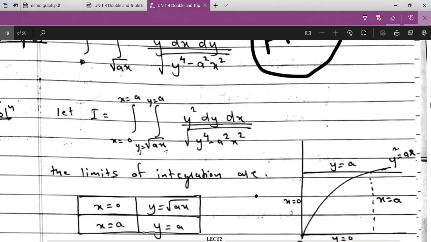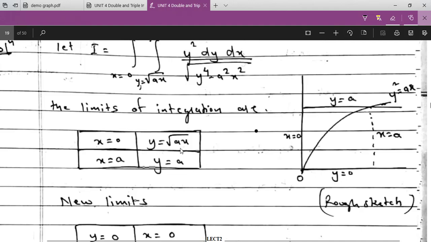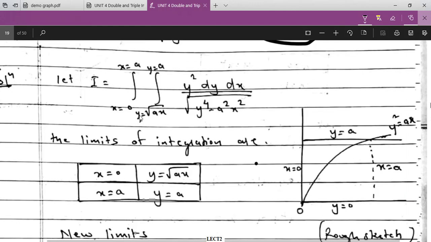Okay, now see here, this is y is equal to square root of ax. So this becomes y square is equal to ax. Y square is equal to ax is this parabola, right? And y is equal to a, x equal to a. Now many of the students get confused about which is the area region bounded by the curve. So here, y is ranging from what? So it is vertical strip. Y is from square root of ax, so this point of the curve, and till a, so it is this region, right? And x equal to 0 to a.